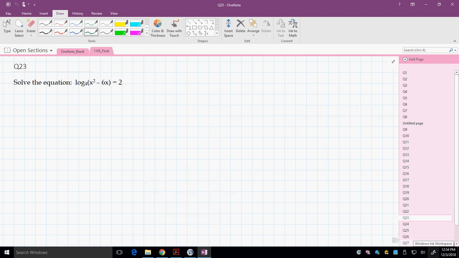Question 23. Solve the equation. So we have a log in here. We have to remember all the rules for log. The base is always going to be the base. The base is right here, log base 4. The number to the right of the equal sign is going to come here as the exponent of the base. And what we have right next to the log is going to go to the other side of the equal sign: x squared minus 6x.